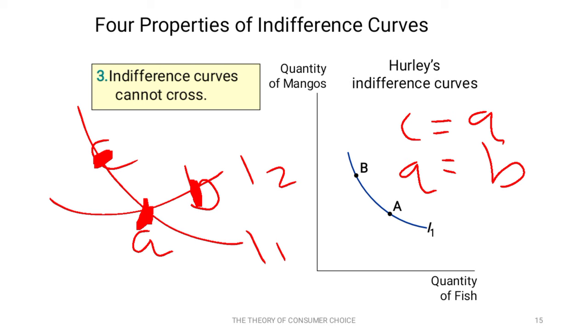From I1, we can see that C is on the same line with A. So C is equal to A, and on I2, A is equal to B. But mathematically, if A is equal to C and A is equal to B, then it means that C should be equal to B, right? But on this outline, C is not equal to B. If A is B and C is also A, then A is equal to C, A is equal to B, so C should be equal to B, but here C is not equal to B. Therefore, this concept does not exist.